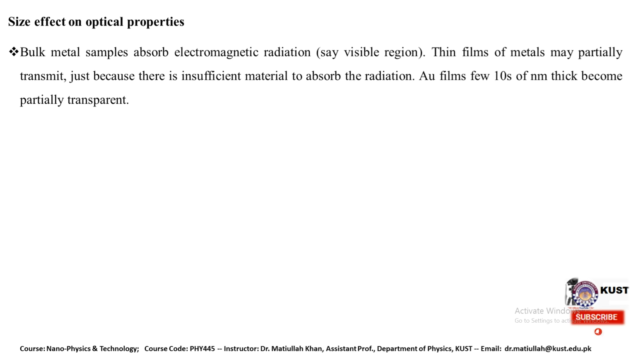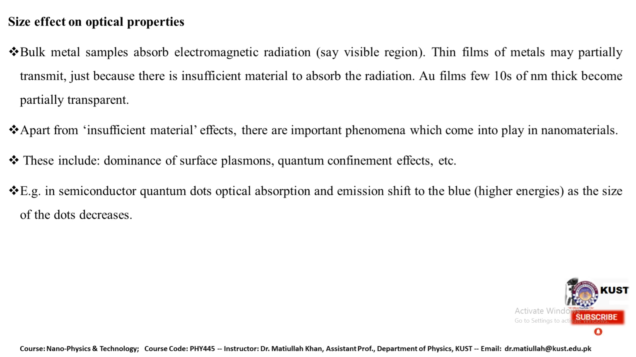So how the size of the nanomaterial affects the optical property, that will be the discussion on this slide. So it means what causes the reduction in size to change the optical properties of the material. As we know, a bulk metal sample absorbs electromagnetic radiation, maybe in the visible regime. So thin films of metal may partially transmit, just because there is insufficient material to absorb the radiation.